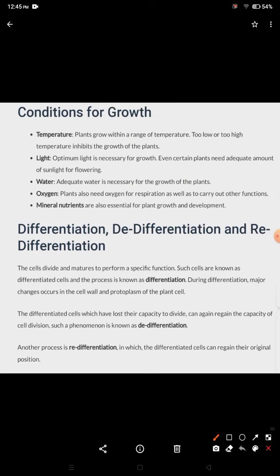Next topic we are going to discuss here is differentiation. What is differentiation? The growth of plant is indeterminate or open type. Differentiation is an open type of phenomenon in case of plants. Like the growth of plant, differentiation is also an open type of phenomenon. What is differentiation? Cell divides.